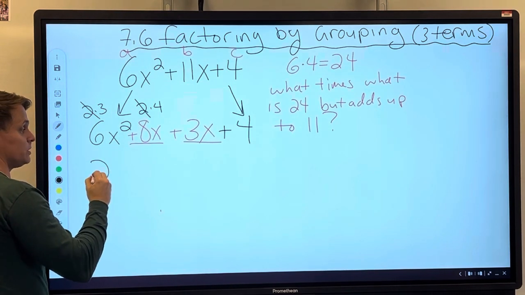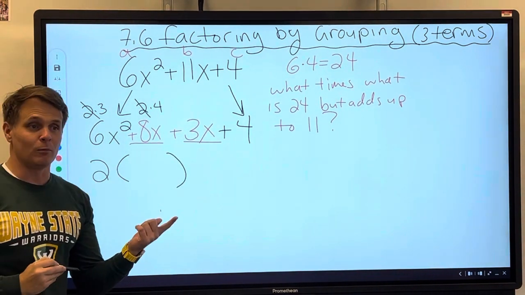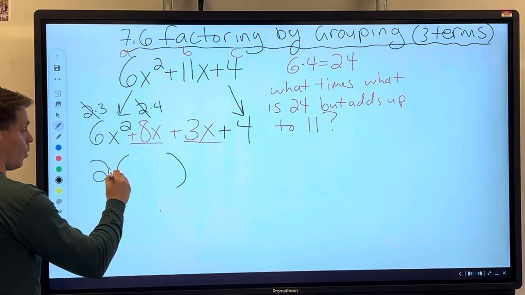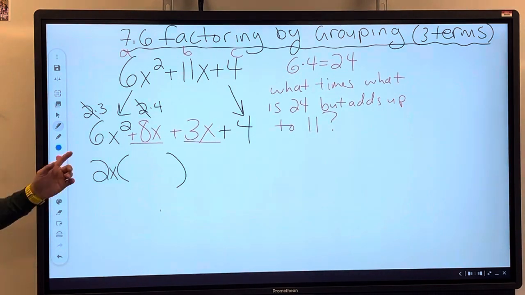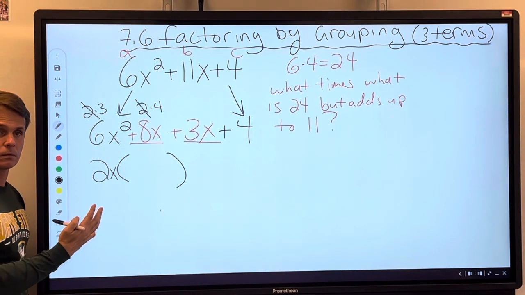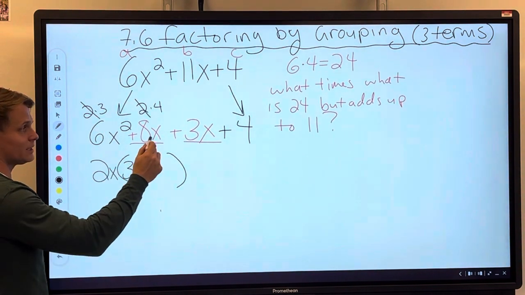So I'm going to rewrite the 2 outside parentheses. Do they have a variable in common? How many x's? 1x, right? So what times 2x is 6x squared? 3x. What times 2x is 8x? 4.